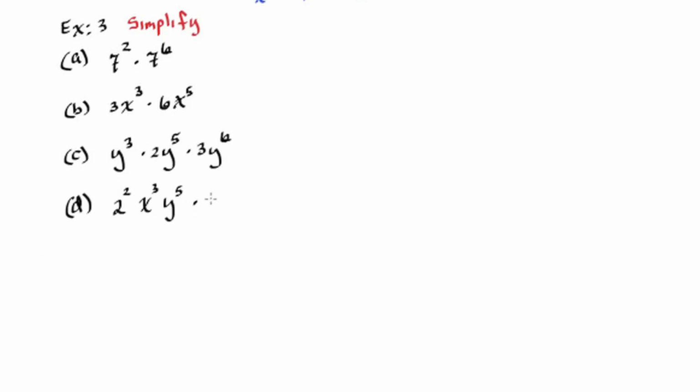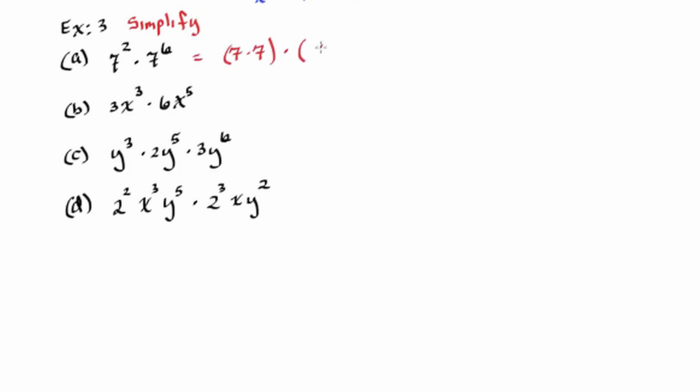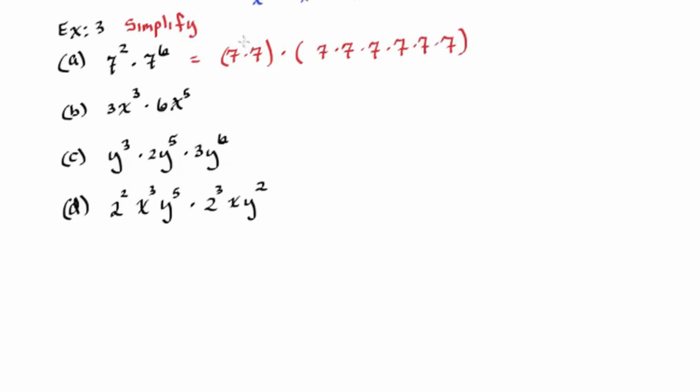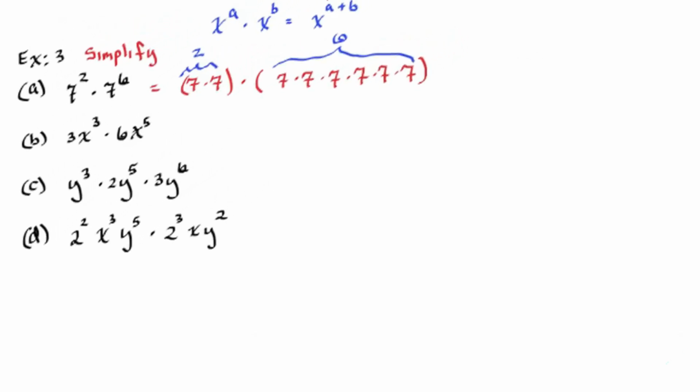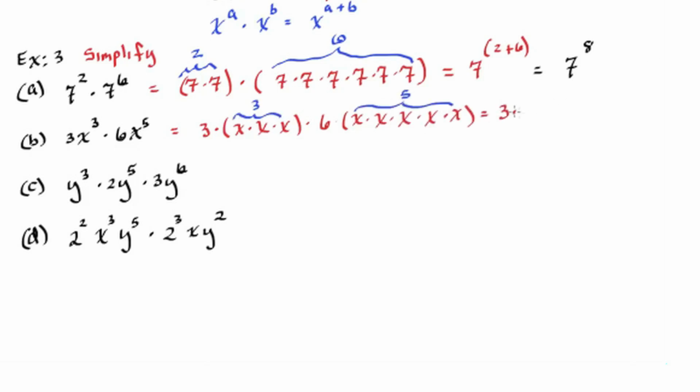Okay, try this next example on your own. Here we go. So 7 squared is 7 times 7. 7 to the 6th is 7 multiplied itself 6 times. So I have 8 of these total. 7 to the 8th. In b, it's the same thing, except we have some coefficients here, 3 and 6. 3 times 6 is 18, and we have 8 x's total, so it's 18x to the 8th.